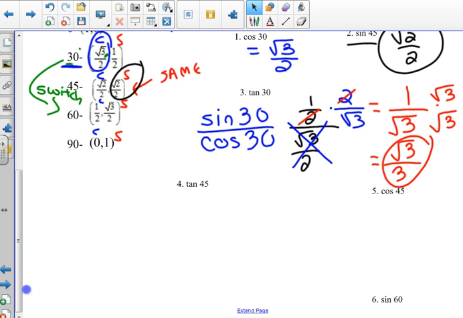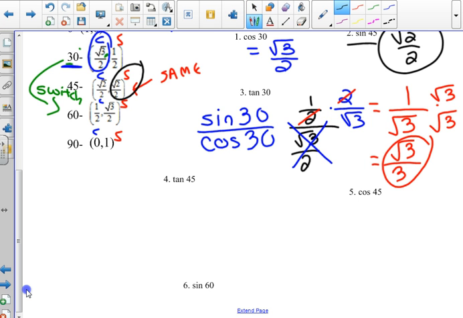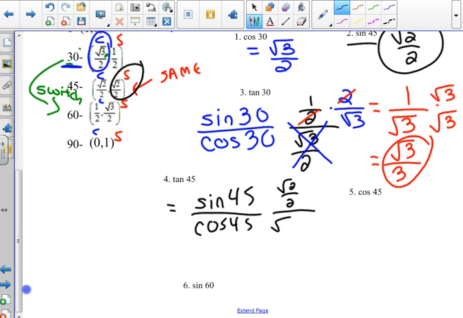So what about if I gave you a tangent of 45? What would we have to make this into? I'm going to go slow through this. It's the sine of 45 over the cosine of 45. That's how we get tangent. Ashlyn, what was the sine of 45, though? Radical 2 over 2. Good. And the cosine of 45 is the same thing, radical 2 over 2 again.